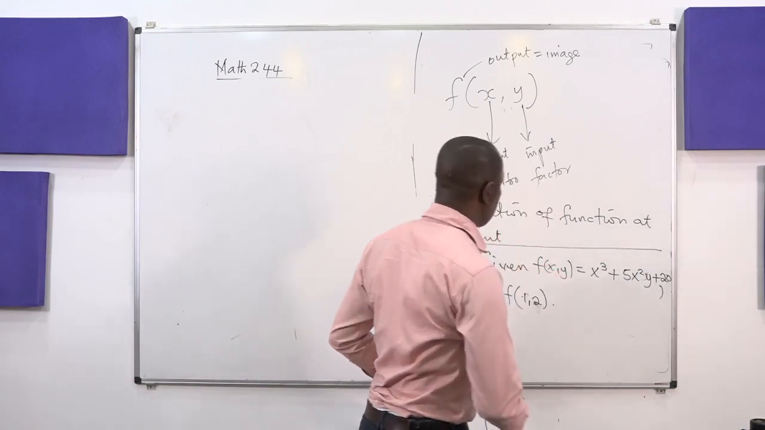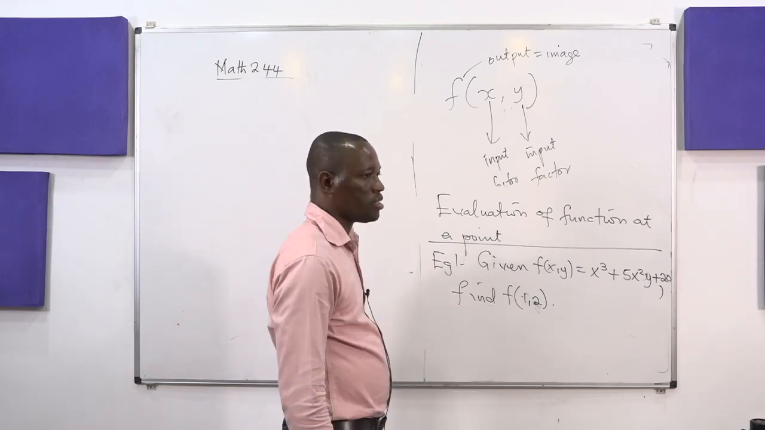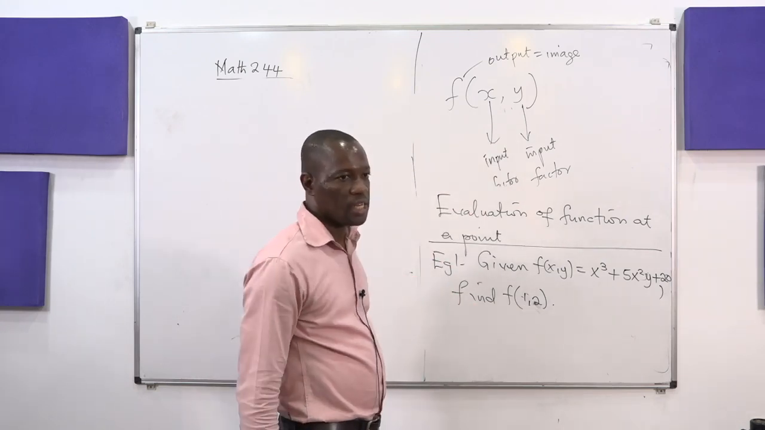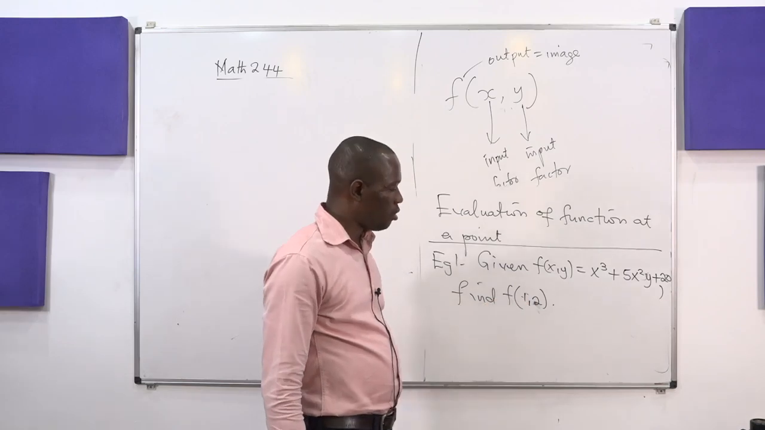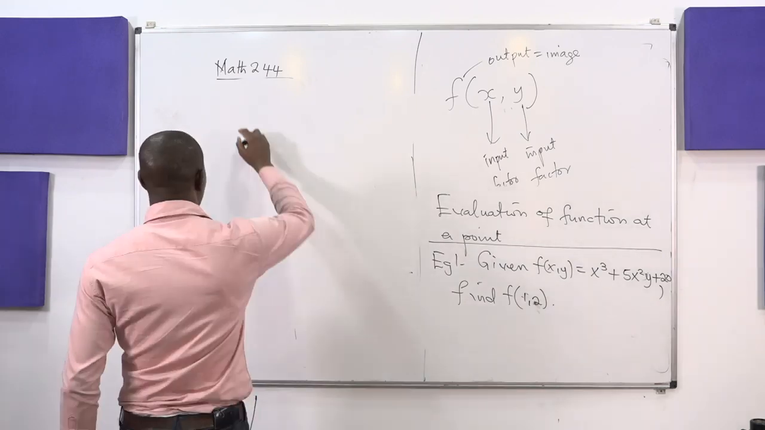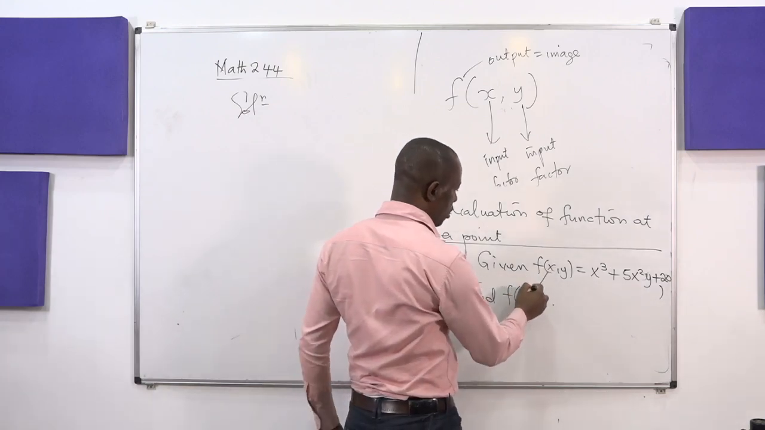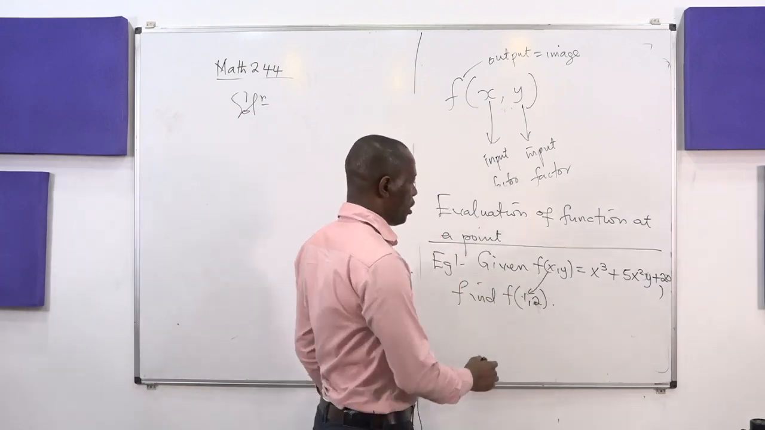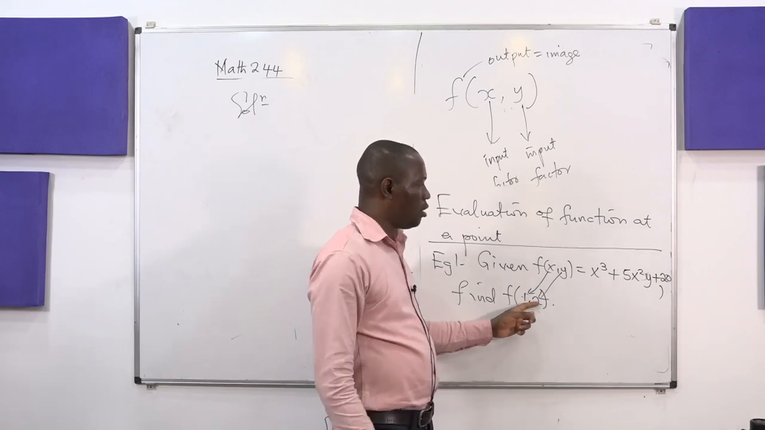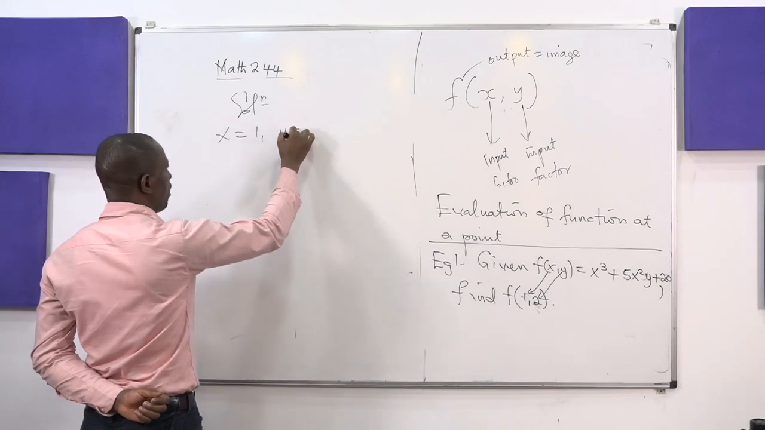You are looking for the output. The first one can be the cost of raw materials, maybe 1 Ghana cedi, and the cost of labor 2 Ghana cedi. If my costs are these, what would be my output? That's what it means mathematically. So here, x has been replaced by 1 and y by 2. Wherever we see x, we put in 1, and where we see y, we put in 2.